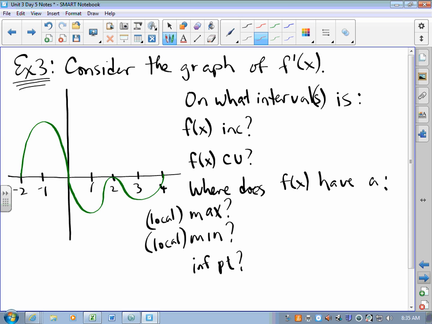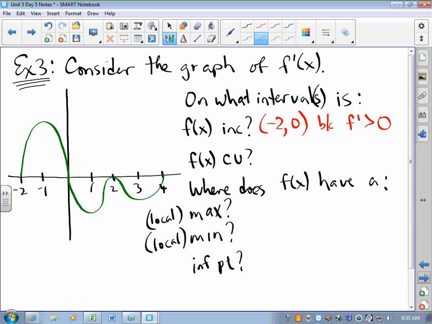So where is f of x increasing? Well, f of x is increasing where f prime is positive. And f prime is positive between -2 and 0. And so I say that f of x is increasing on -2 to 0 because f prime is positive.